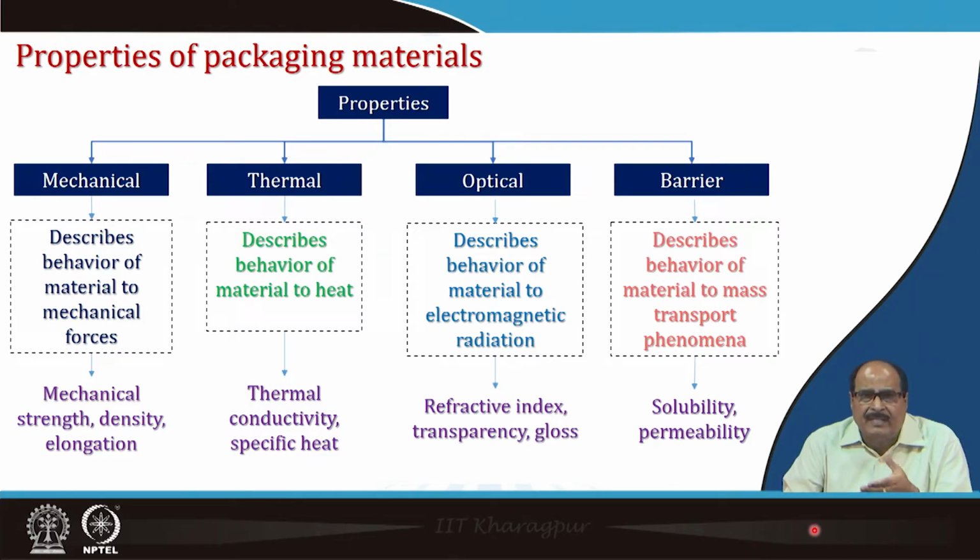Optical property describes behavior of material to electromagnetic radiation such as refractive index, transparency, gloss and so on. Barrier property describes behavior of materials to gas and transport phenomena like solubility, permeability and so on.